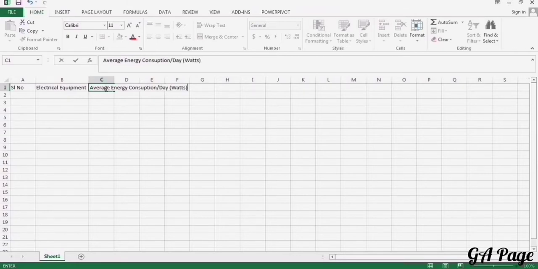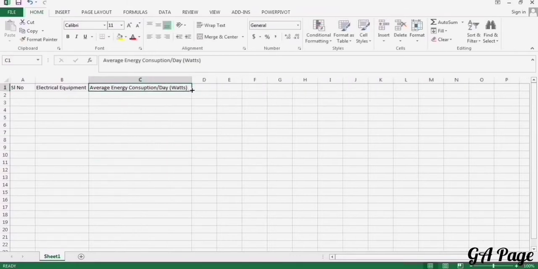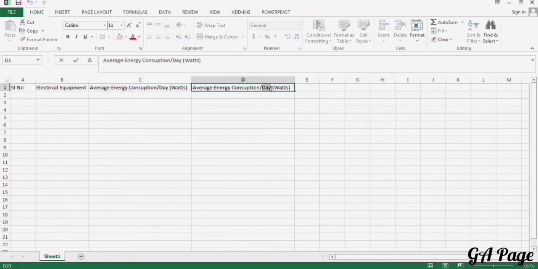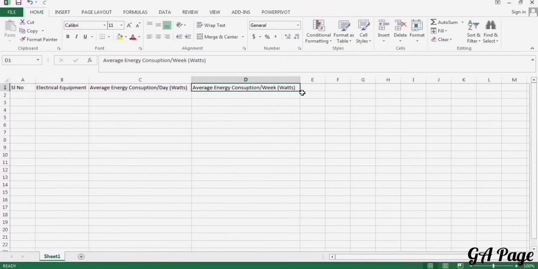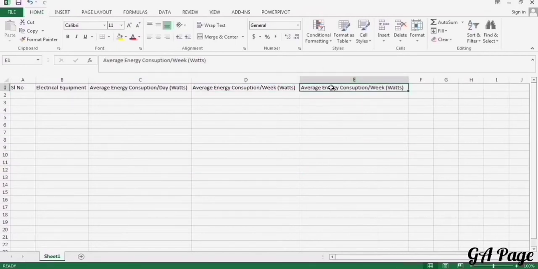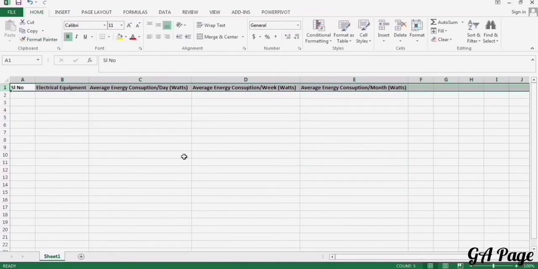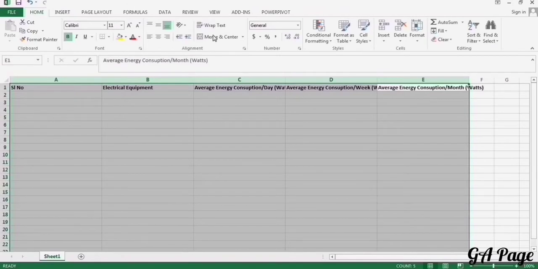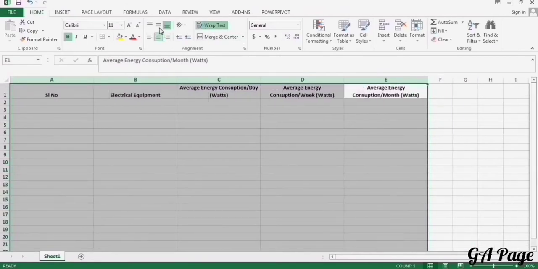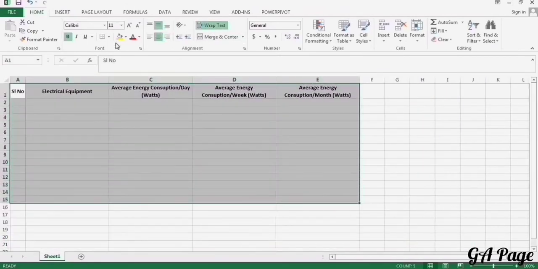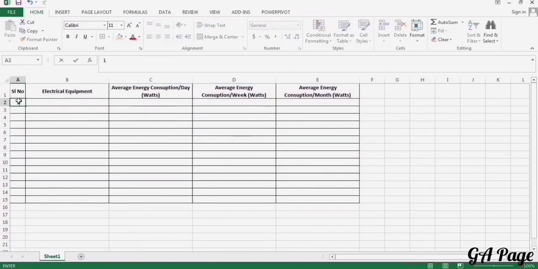Feed the average running hour of each and every electrical device. Calculate energy consumption of a single device per day by multiplying energy consumption of a device per hour with average running hour per day. Similarly, calculate average energy consumption per day for all electrical equipment you have.